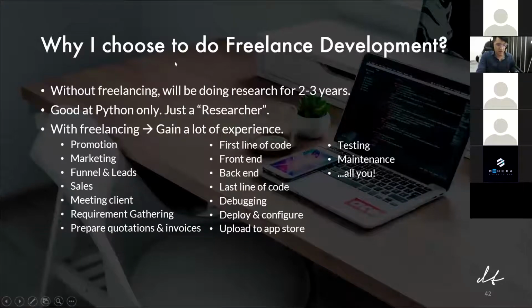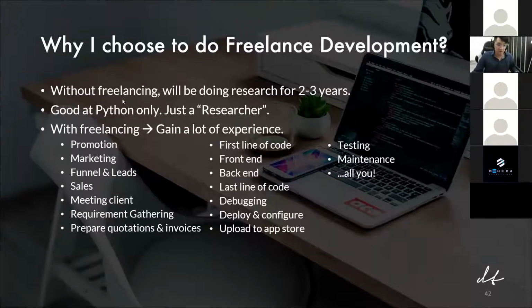So why did I choose to do freelance development? 2,500 ringgit allowance, not good, man. So yeah, without freelancing, I'll just be doing pure research for the next 2 to 3 years. Probably at the end of it, I'll only be good at Python, maybe just be a researcher with no practical skills. So that might not be so enticing for the HR or your hiring manager to hire you.